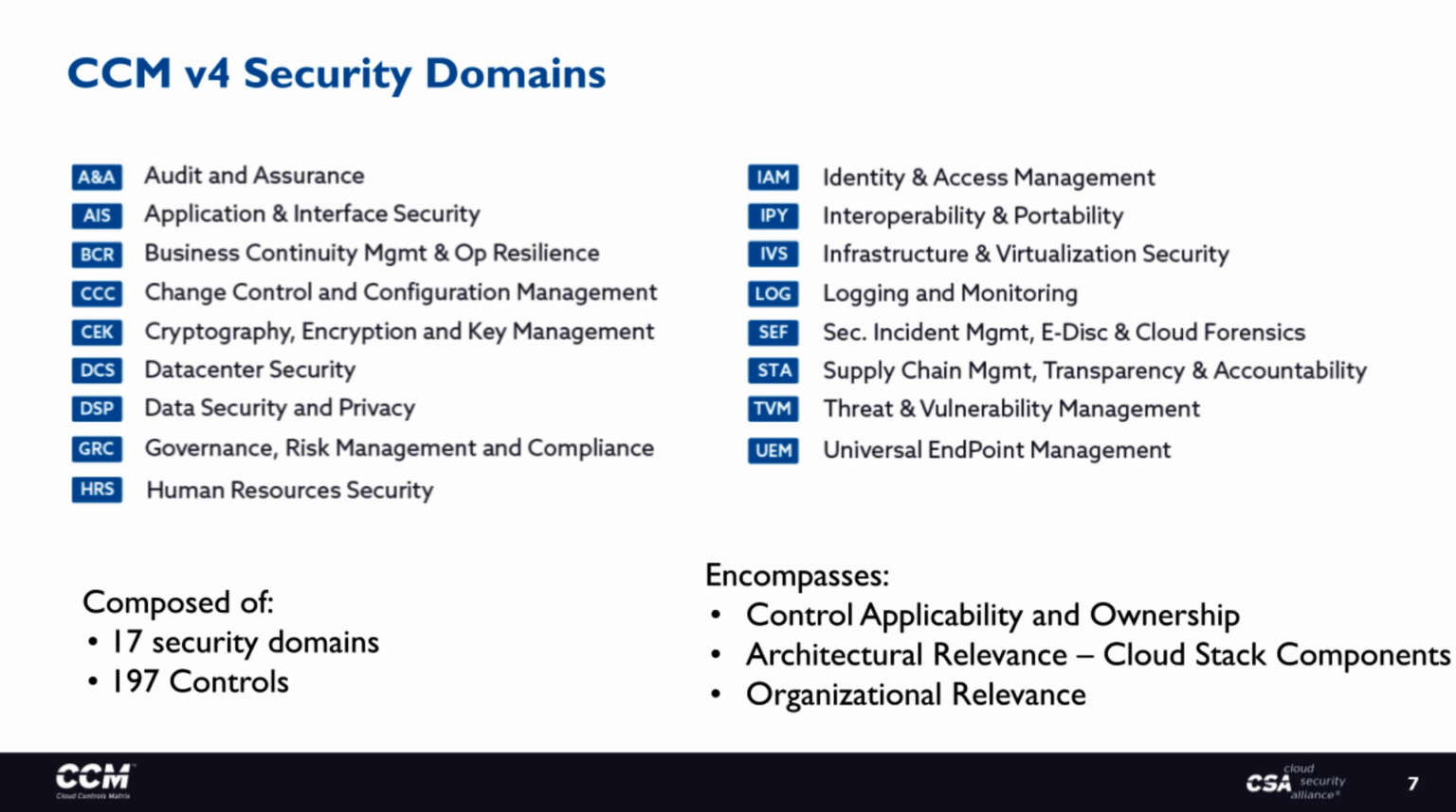How many domains? That's the most common question. Well, CCM v4 comprises 17 security domains with 197 controls, covering everything from application security to identity and access management. These domains help ensure clarity on control ownership, architectural relevance, and organizational needs across the entire cloud stack.